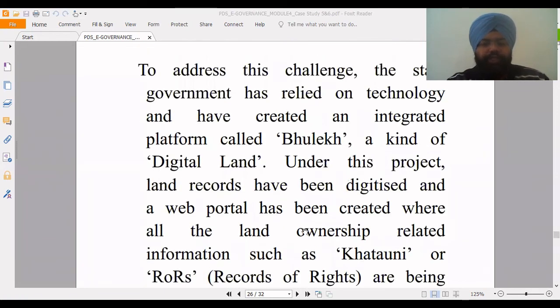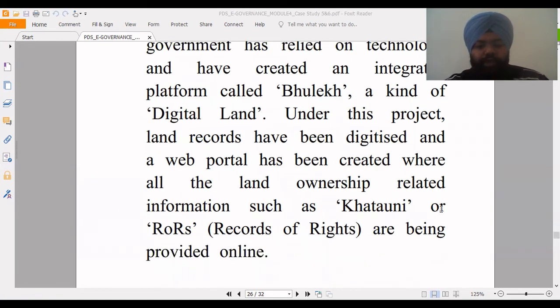To address this challenge, the state government has relied on technology and has created an integrated platform called Bhulekh, a kind of digital land. Under this project, land records have been digitalized and a web portal has been created where all the land ownership related information such as Khatauni or RORs, records of rights, are being provided online.